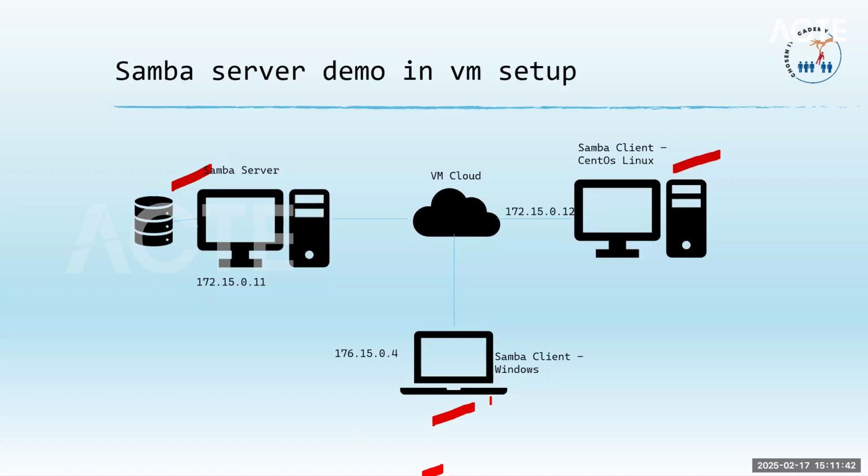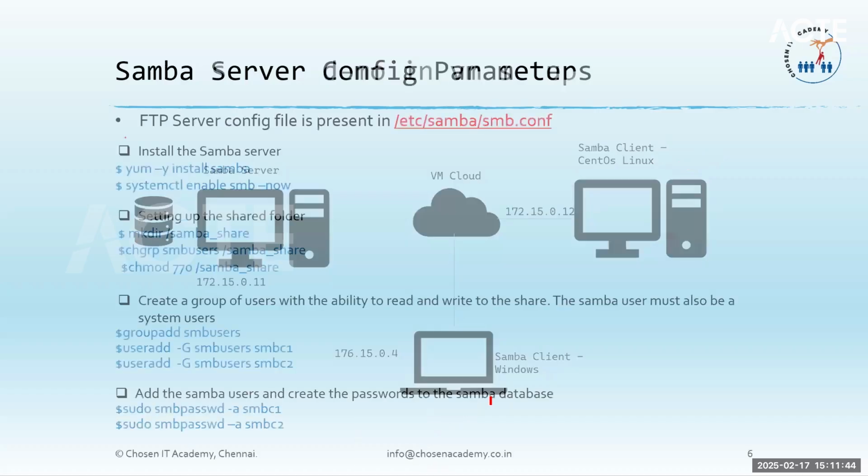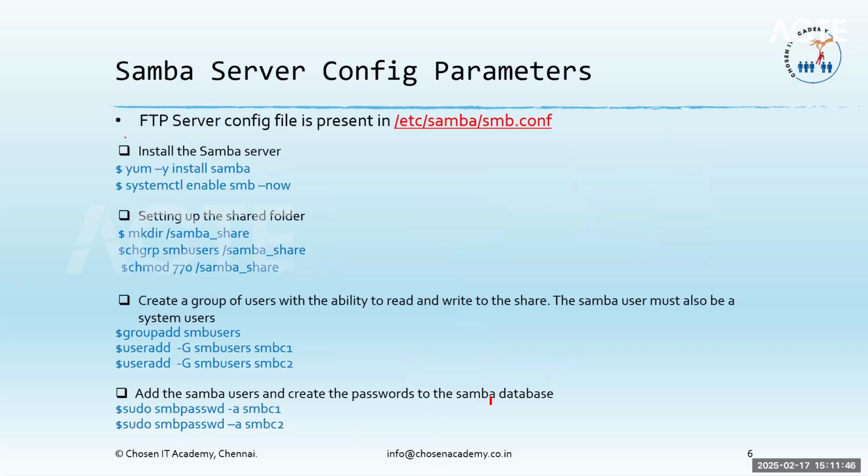Coming to the steps, first we need to install the server. We install it using yum -y install samba. That will install the SAMBA server for us. The next step is to enable SAMBA by giving systemctl enable smb --now. That will enable SAMBA by default whenever we boot the system.